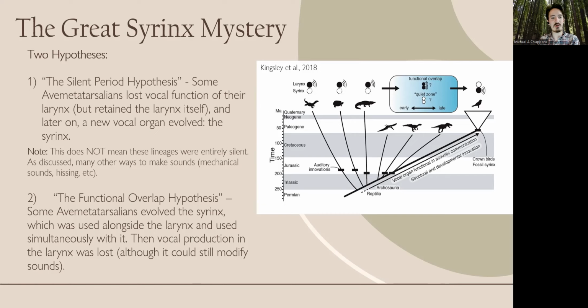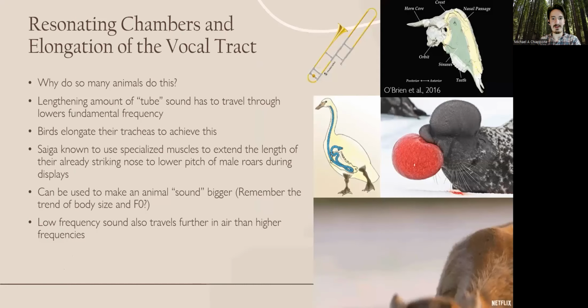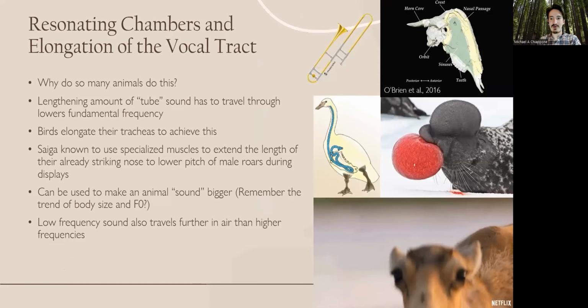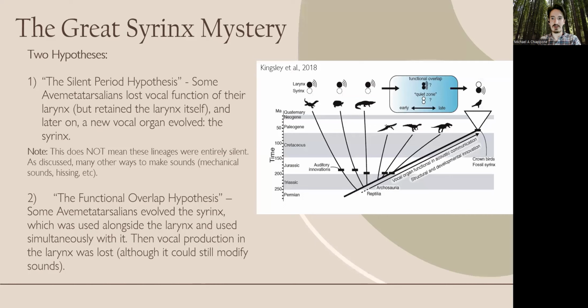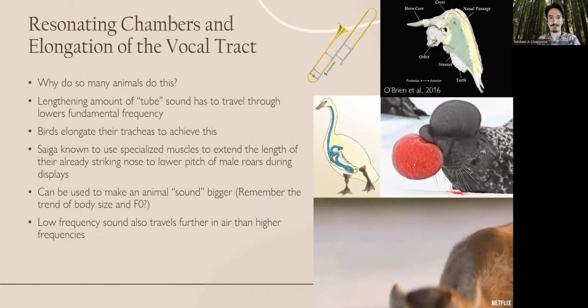There's also the functional overlap hypothesis. And in this hypothesis, some avemetatarsalians evolved the syrinx, which was used alongside the larynx in order to vocalize. Then vocal production in the larynx was lost, although it could still modify sound as in birds. Now, we don't have a full answer to this question, unfortunately. We'll have to see as the fossil record hopefully produces more syrinxes going forward, farther and farther down the tree. And that is kind of the end of that story for now.